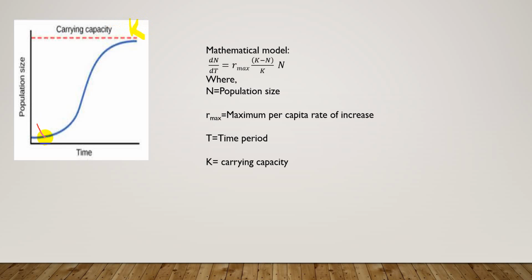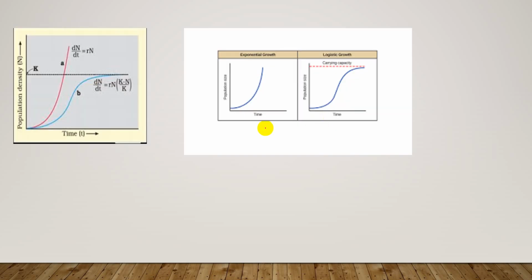This is the lag phase, the exponential growth phase, and this is the deceleration phase. And here are the examples or difference. This is logistic and this is exponential. Here it is exponential and this is logistic.